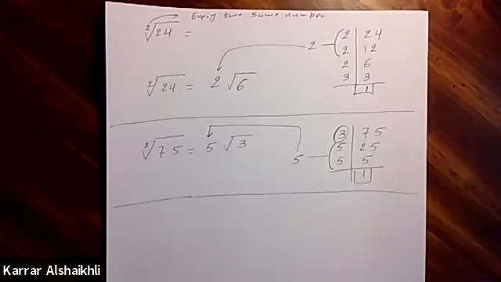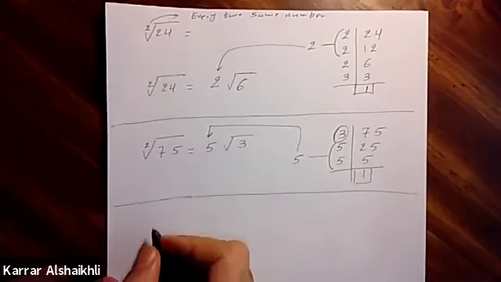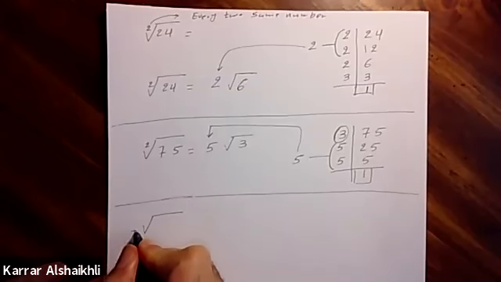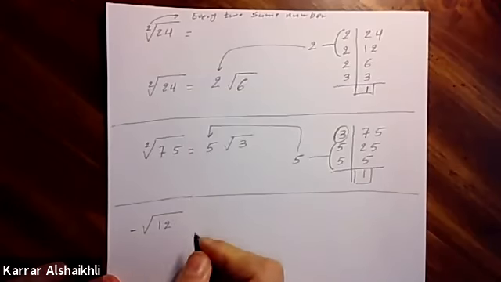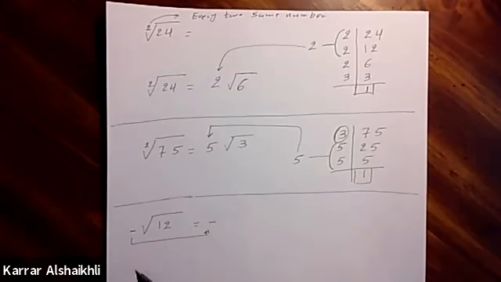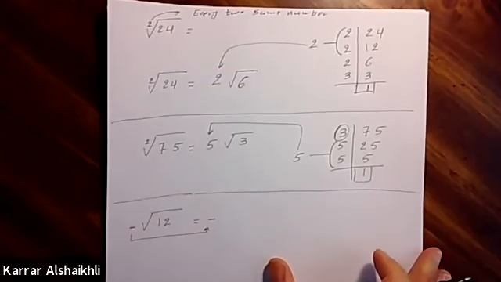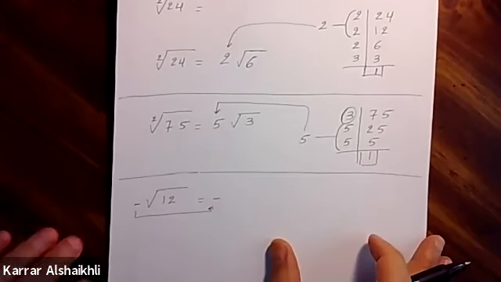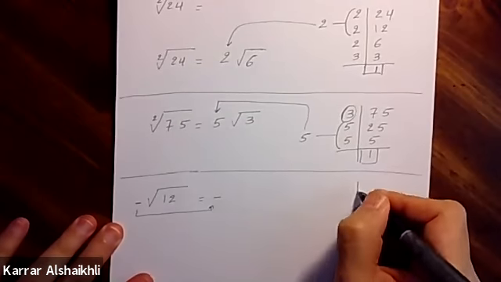When you can't use the calculator, for example, finding the square root of negative 12. Here's negative and here's 12. So the negative sign, it doesn't affect anything. I'm just going to write down the negative sign here because it's outside the root. How to find the root for 12? I'm going to do exactly the same thing.